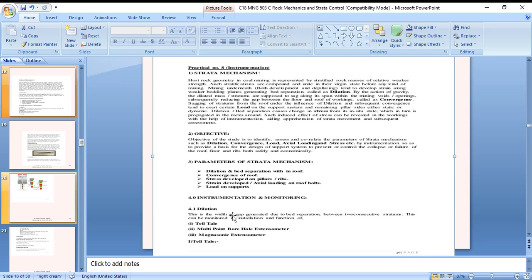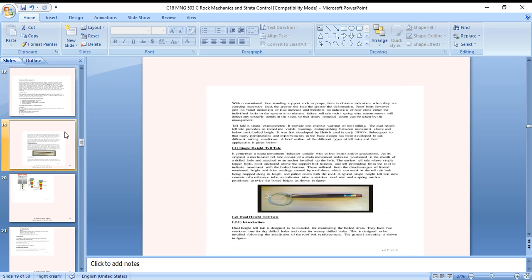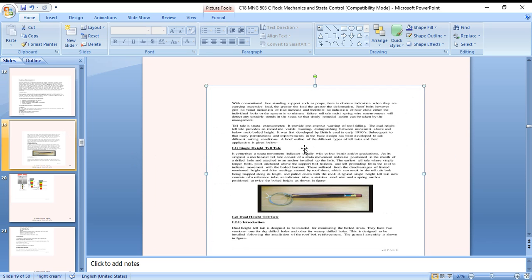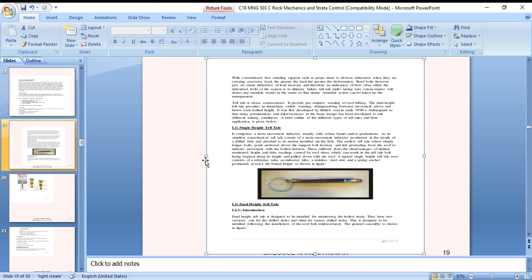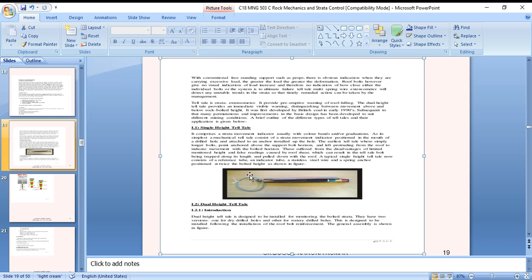Parameters of the strata mechanics: dilations of the bed separations within the roof, convergence of the roof, stress development on the pillar, strata development, and axial loading of the roof bolt, load and support. So what are the instruments to monitor? Dilatation telltale, multi-point borehole extensometer. These are the instruments shown here.